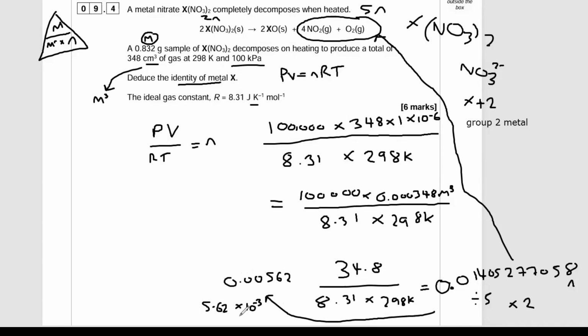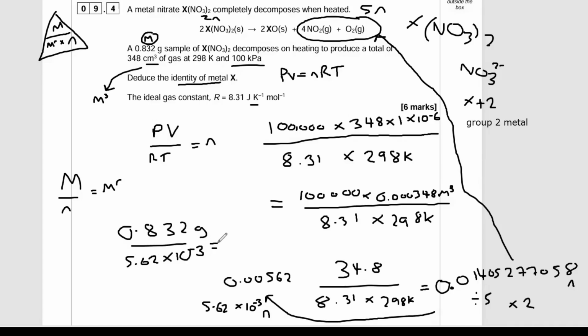Now that we have our moles of mystery nitrate, we can take it over to our triangle up here, and we can say, well, we know the mass is 0.832g, and we can do mass over moles equals the Mr. So we're going to go 0.832 divided by the moles, 5.62 times 10 to the minus 3. And what is that going to give us, guys? So I'm going to go 148.04. Okay. So lovely, lovely, lovely.